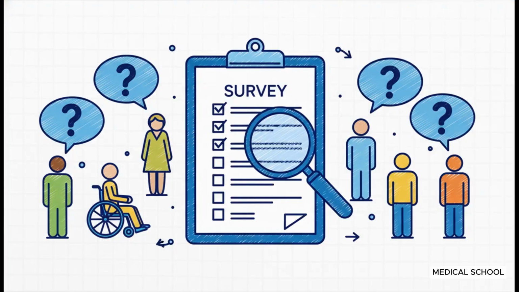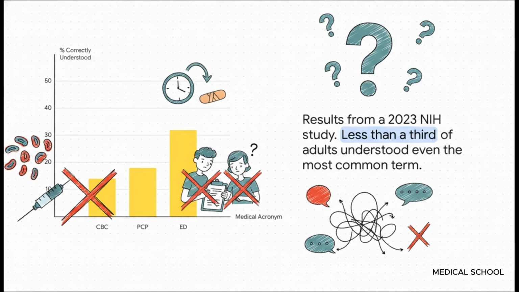And we actually have the data to prove just how widespread this confusion is. A recent study from 2023, published by the National Institutes of Health, decided to put a number on the problem. They went out and asked regular people what some of these common acronyms really mean. And get this, the results are pretty eye-opening. Only 14% of people knew what a CBC was. Just 18% could tell you what PCP stands for. And even the term that people understood the best, ED, was only correctly identified by less than a third of the people they asked. This just goes to show you this isn't a you problem. It's a system-wide communication problem.